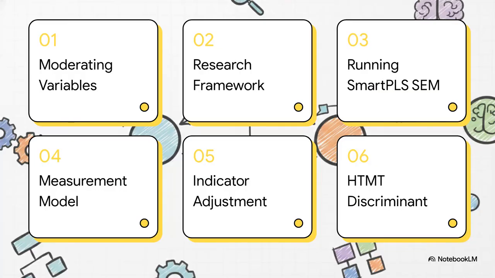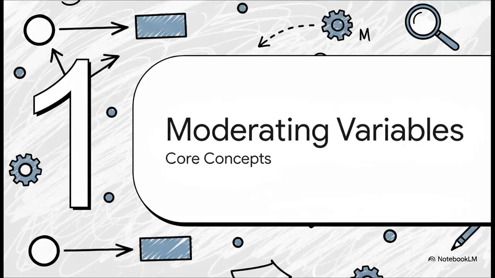Okay, let's take a quick look at our agenda for today. We'll be covering the concept of moderating variables, our research case framework, running SmartPLS SEM, measurement model analysis, indicator value adjustment, and finally, HTMT discriminant validity. Section 1, Concept of Moderating Variables.